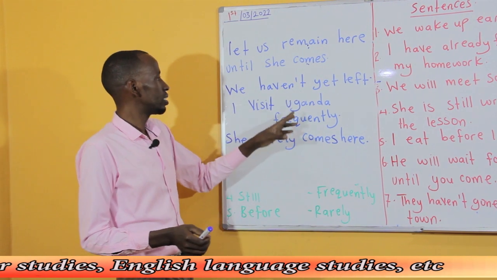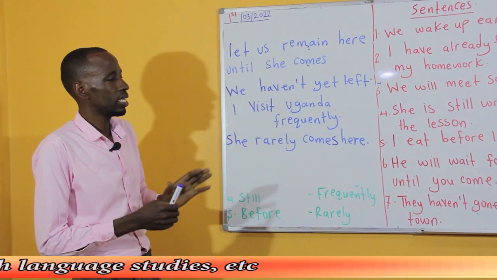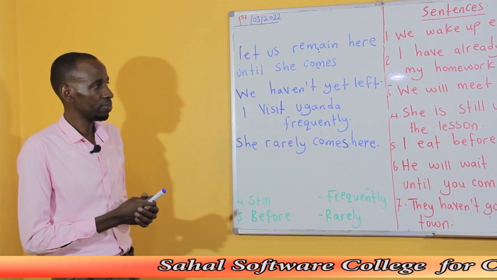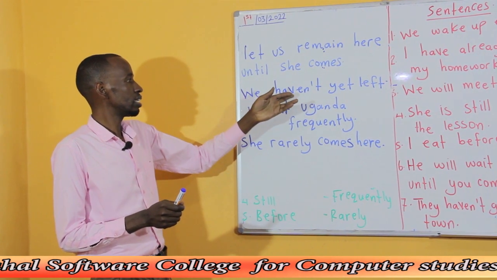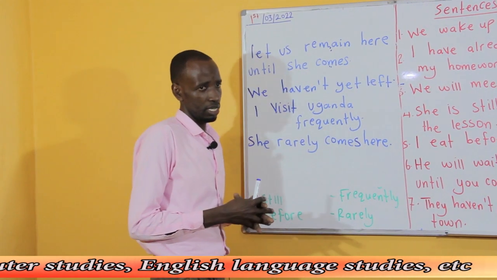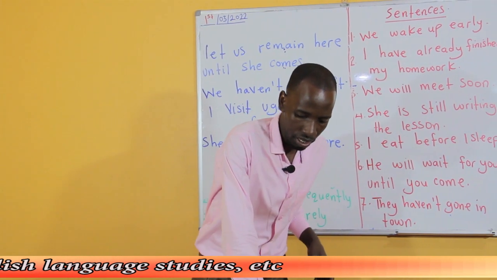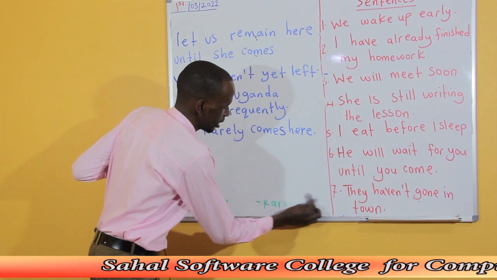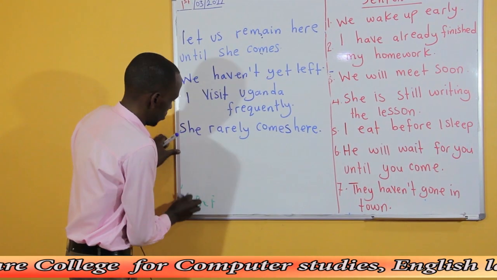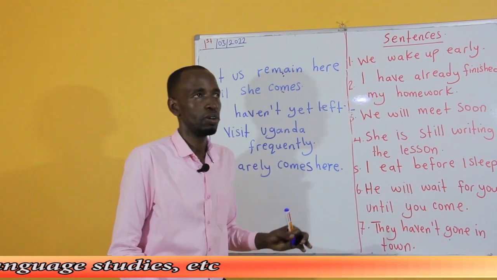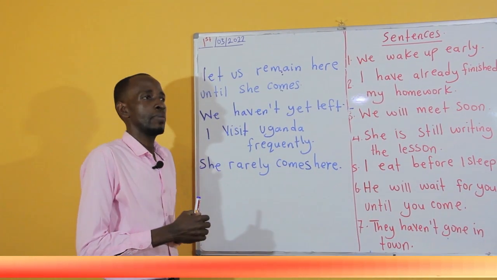And yet and already are mainly, commonly used with present perfect. That's why you are seeing me using haven't and hasn't. So thank you so much for listening to me. In your free time, you will make 10 sentences using those adverbs of time that I have given.